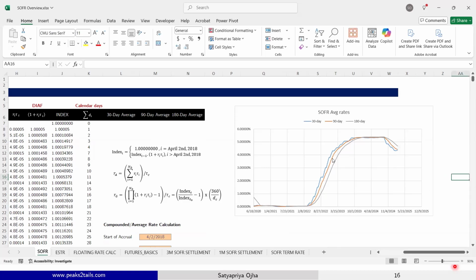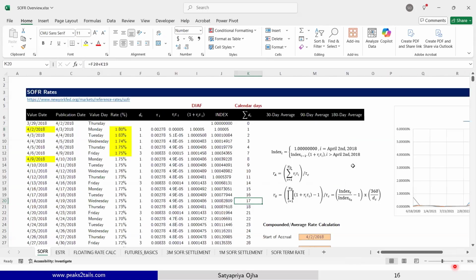Now, these jumps have a very important implication in terms of how we model the daily SOFR rates. That is the last topic for today. I will touch upon the model that CME uses to model the daily SOFR rates to calculate the term rates. I'll show you that calculation at the end. So I hope this is clear. Any questions? Let me know.